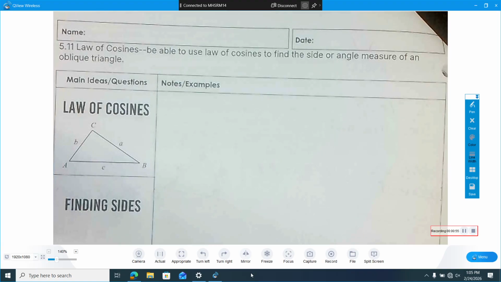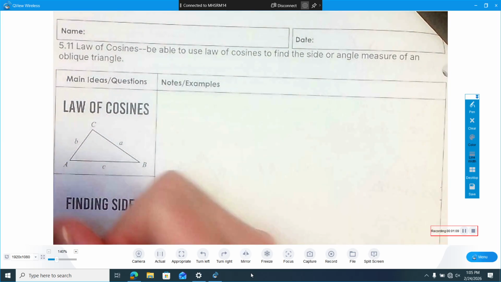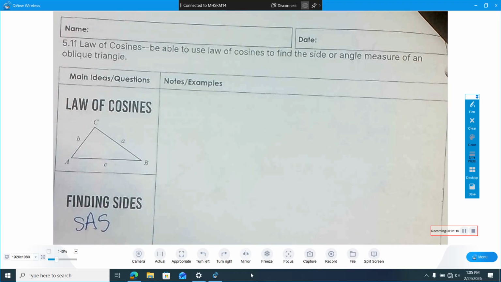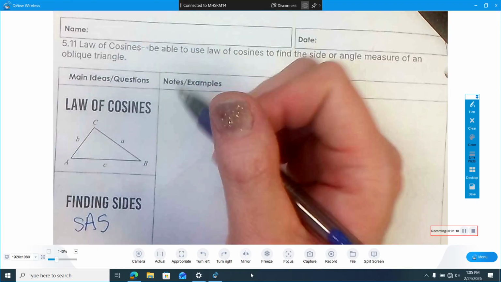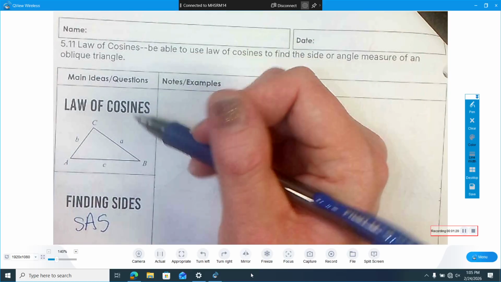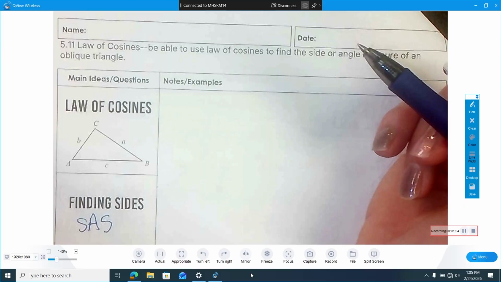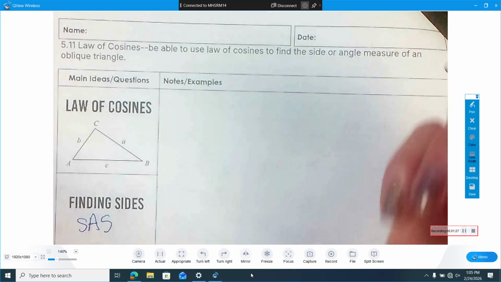So the formula for law of cosines. Usually we use law of cosines when we're given side-angle-side info. Law of cosines also works on any type of triangle. It doesn't just have to be a right triangle.